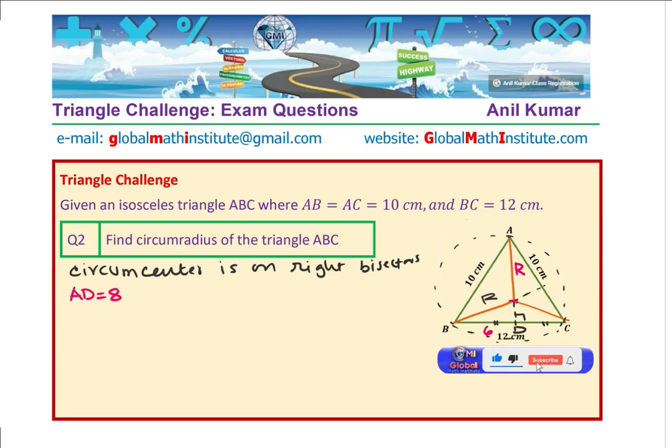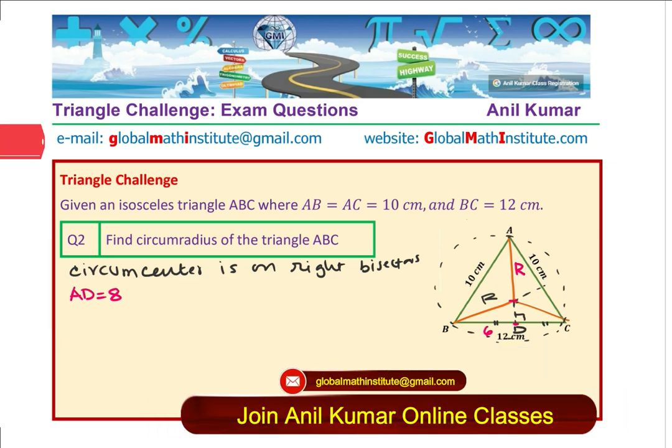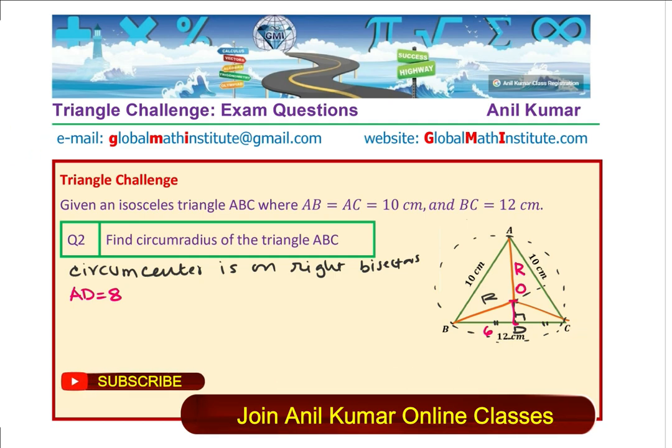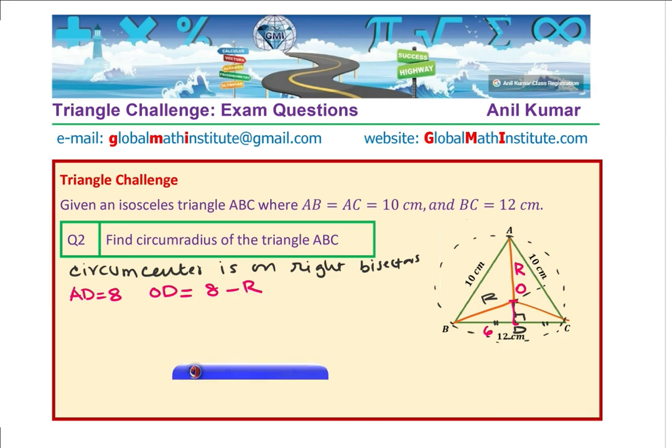So we can say this height. So total height in this particular case is 8, right? So this area, let's call this point as O here. Then O to D will be how much? O to D is going to be 8 minus R, correct? 8 minus R, right?